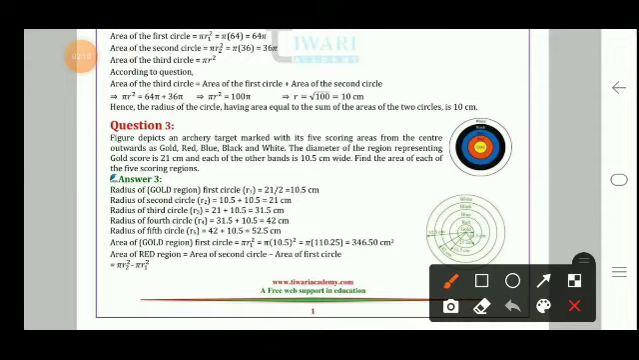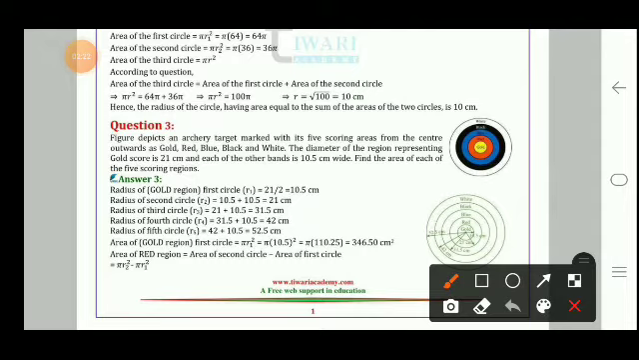Now in question number 3, it is given that the figure depicts an archery target marked with its 5 scoring areas. As we can see here, outwards as gold, red, blue, black and white. The diameter of the region representing the gold score is 21 centimeter, and each of the other bands is 10.5 centimeter wide. Find the area of each of the 5 scoring regions.